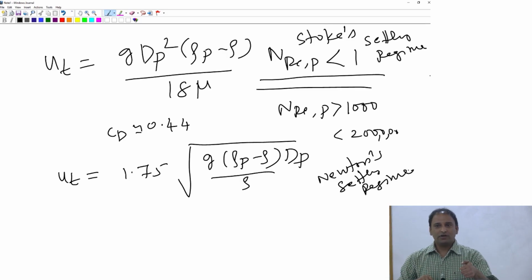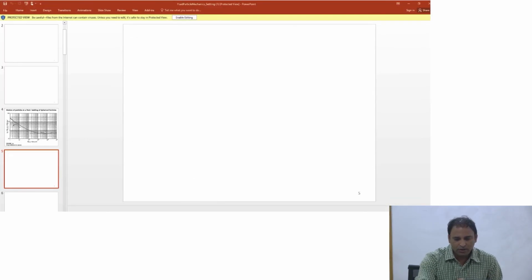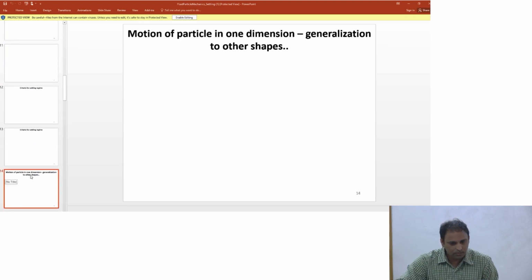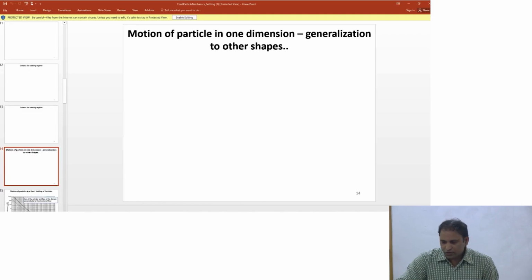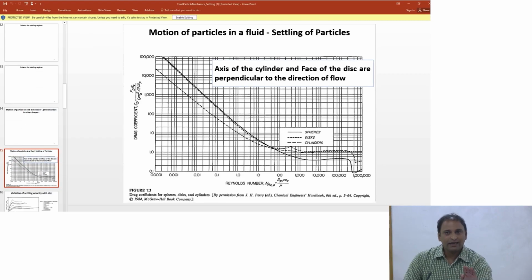Of course these are applicable for spherical particles, because that's what we considered in this case, pi dP square by 4 being substituted for AP, the projected area, which is only true for a spherical particle. So if you have other objects of other shapes, and you want to generalize for particles of any shape, you should have some correlations like this. What you're seeing in the plot is again CD versus Reynolds number, but if you look it up, there are different plots.